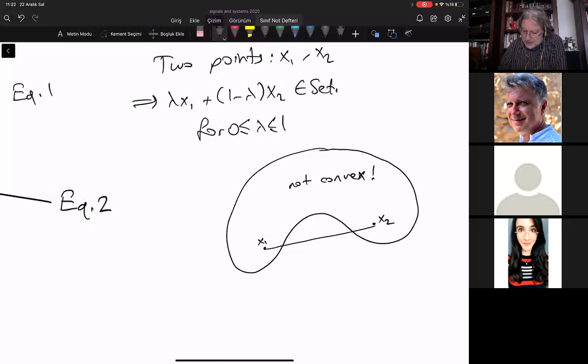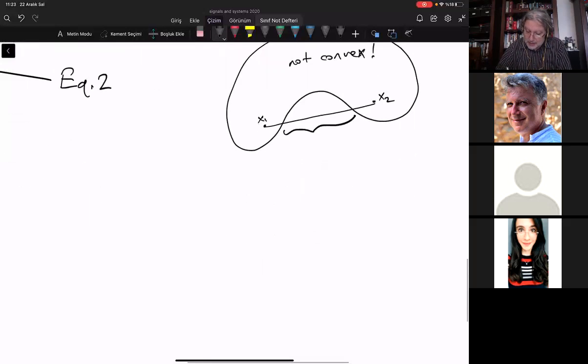Because, as you see, this portion stays out. Convex sets are, as the name suggests, convex. Their curvature is always outwards at every boundary. Now, lines are convex. So a line is always a convex entity.